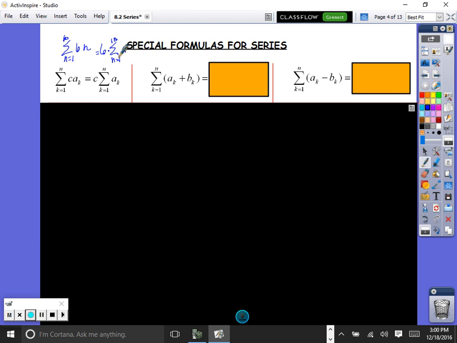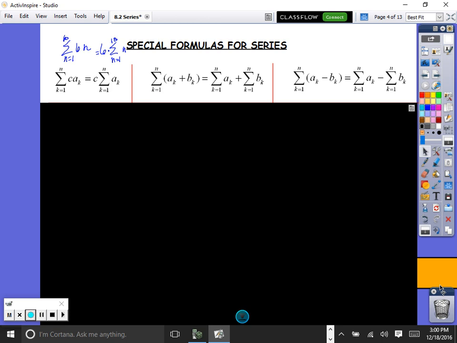This is saying when I sum up the sum of two rules, it should make sense to you that it could be the sum of the first rule plus the sum of the second rule. That just makes sense to me. So then this one, when I sum up the difference of two rules, it could be the sum of the first rule minus the sum of the second rule.